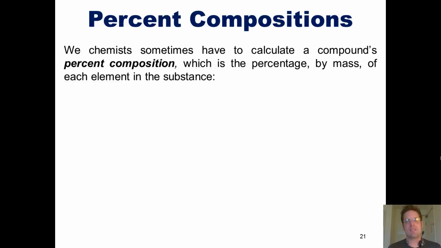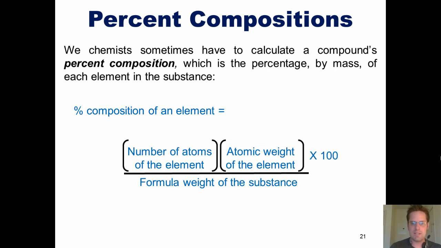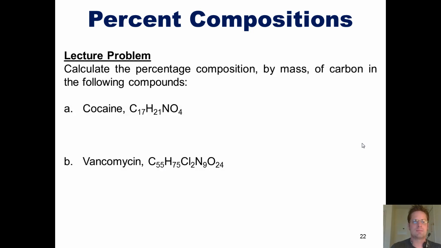We now turn to a different subject, that of percent compositions. We chemists sometimes have to calculate a compound's percent composition, which is the percentage by mass of each element in the compound. Here's the formula, or the way of doing that. The percent composition of an element in a particular molecule is equal to the number of atoms in that element multiplied by the atomic weight of that element, all divided by the formula weight of the entire substance, times by 100.